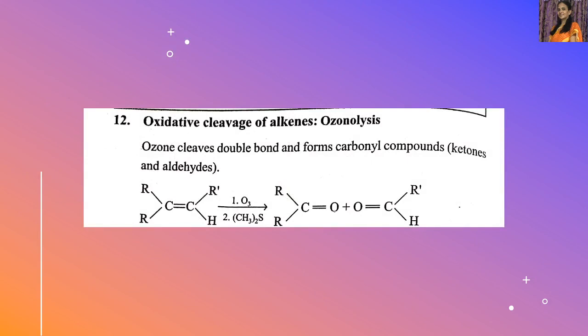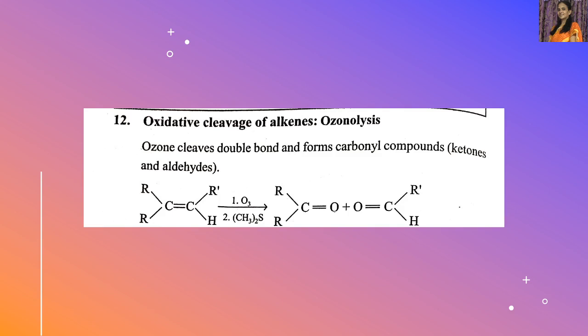This is about hydroboration. Next property, oxidative cleavage of alkenes. That is another name given to this property is ozonolysis. That is addition of ozone followed by hydrolysis. Now what happens here? Let us see. So ozone cleaves double bond and forms carbonyl compounds. Carbonyl compounds are nothing but aldehydes and ketones. So wherever double bond is there, if we add ozone there, what happens? It cleaves this double bond and forms the carbonyl compounds.